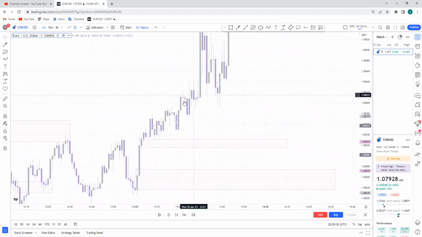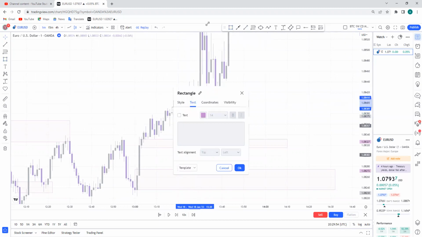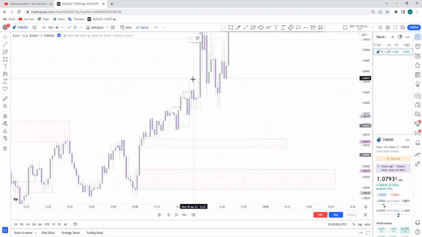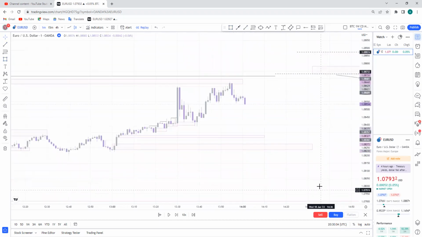Let me mark it out. In 1 minute, price mitigated properly. We have another break of market structure. Price mitigated properly, 1 minute. We have another break of market structure. This is our area. Can you see? Price mitigated and what? Pushed up.